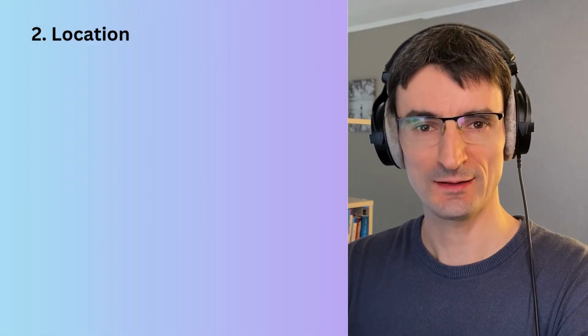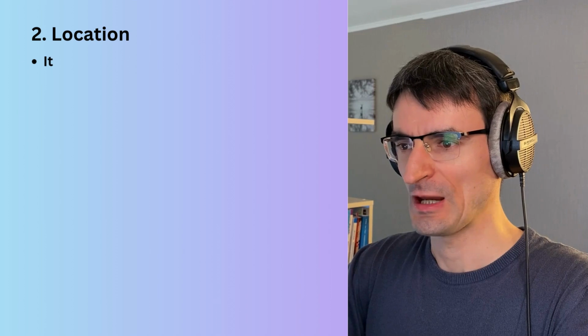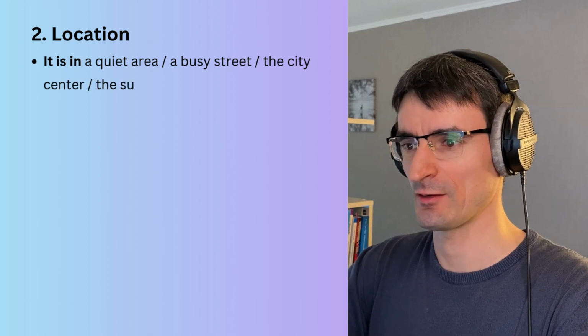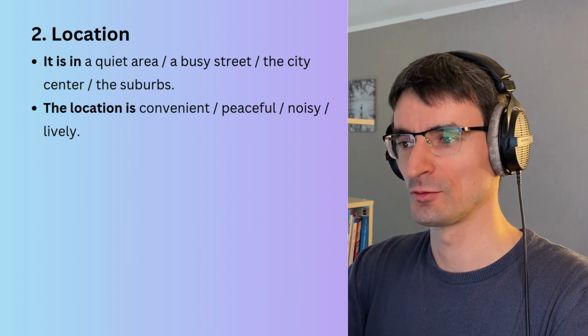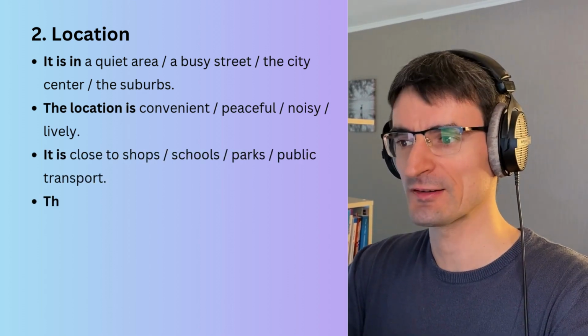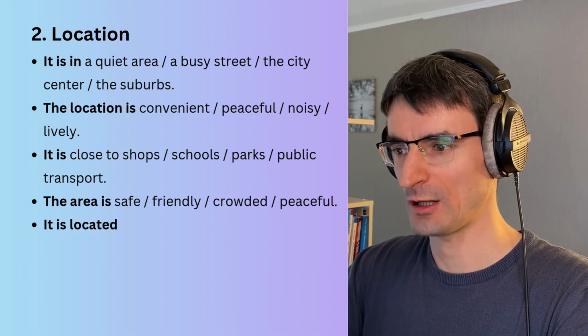Second point is location. Now we are telling where our house or flat is located. It is in a quiet area, or a busy street, or in the city center, or in the suburbs. The location is convenient, peaceful, noisy, lively. It is close to shops, schools, parks, public transport. The area is safe, friendly, crowded, peaceful.